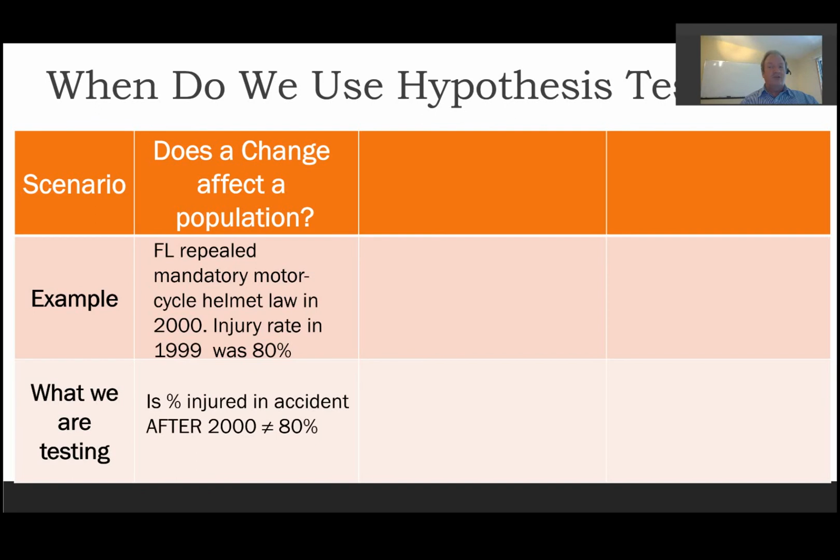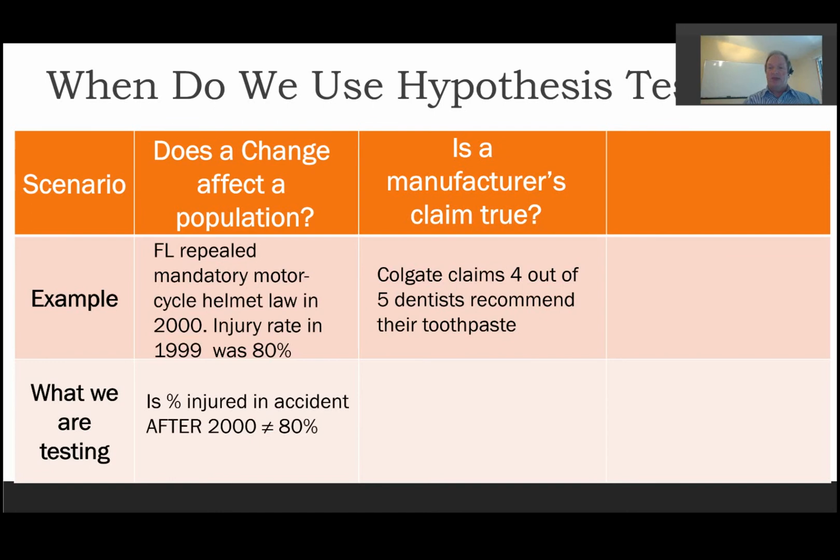So we're going to test to see if there was a change in the population parameter. A very common use of hypothesis testing in business and industry is when we want to test a manufacturer's claim. So we're going to look at this famous ad that Colgate put out where they claim 4 out of 5 dentists recommend their toothpaste. Now, whenever we're testing a manufacturer's claim, we take the point of view that we're the consumer and we're testing against that claim.